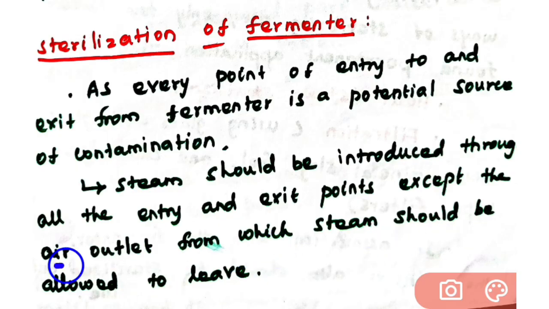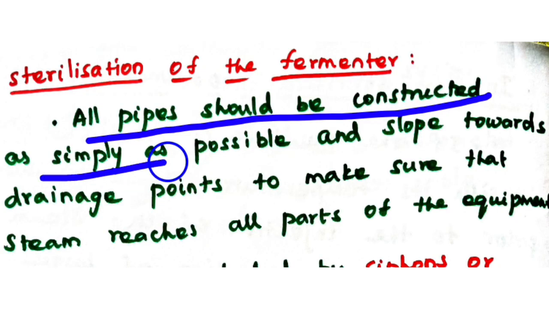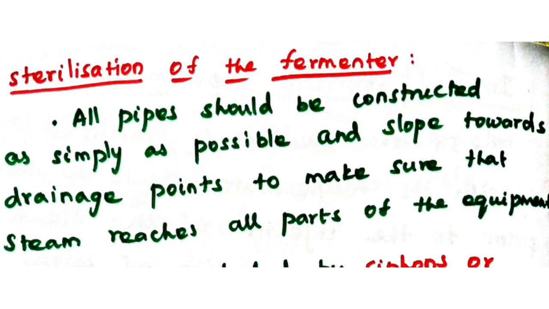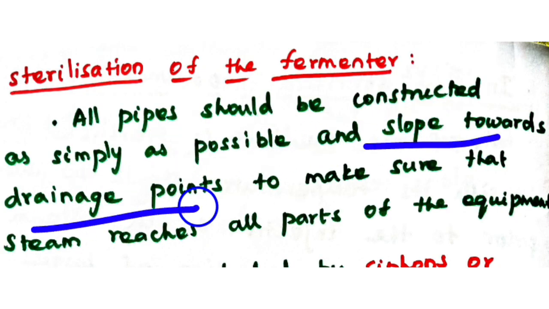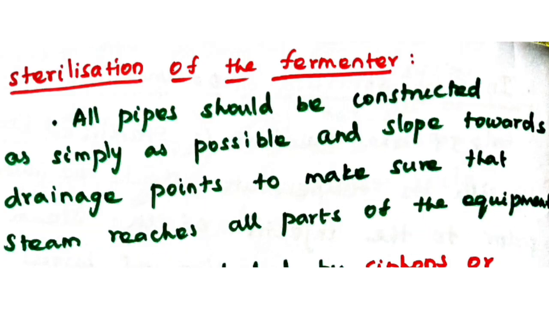Okay, so except the air outlet point, at all the remaining places, all the entry and exit points, you should sterilize the vessel. Then in the fermenter, all pipes should be constructed as simply as possible and slope towards the drainage points to make sure that steam reaches all parts of the equipment.